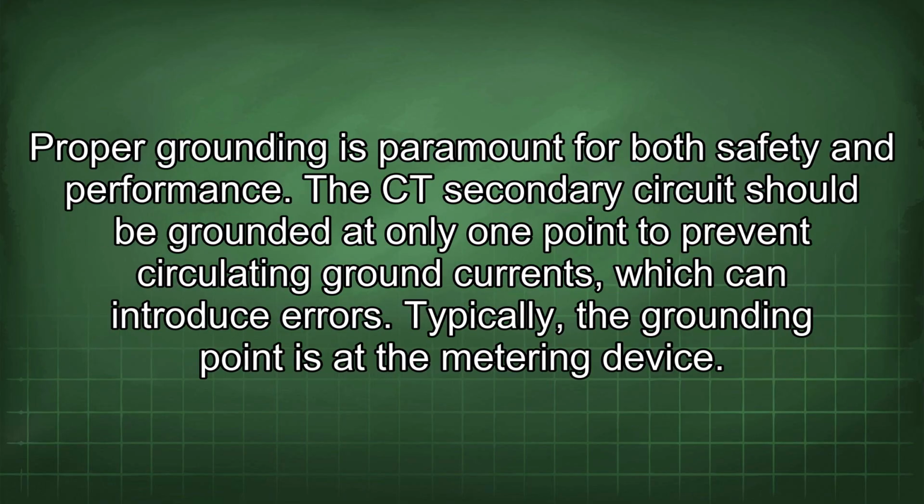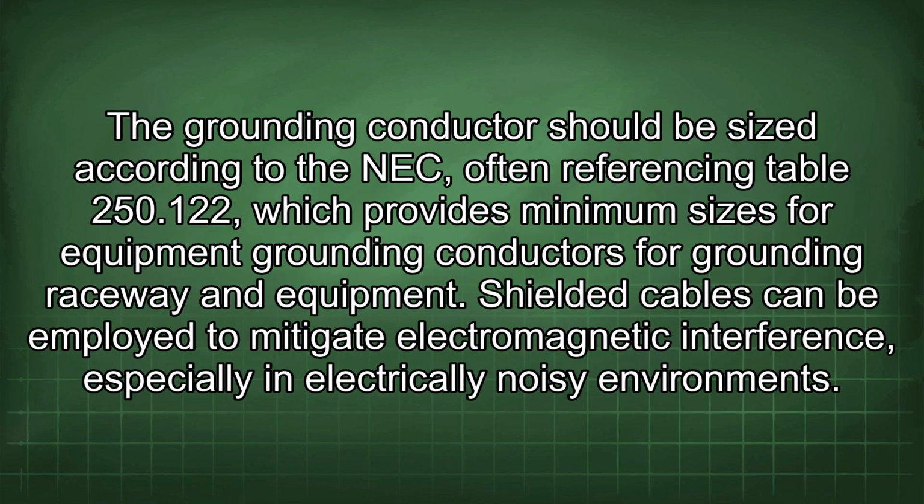Proper grounding is paramount for both safety and performance. The CT secondary circuit should be grounded at only one point to prevent circulating ground currents, which can introduce errors. Typically, the grounding point is at the metering device. The grounding conductor should be sized according to the NEC, often referencing Table 250.122, which provides minimum sizes for equipment grounding conductors for grounding raceway and equipment.